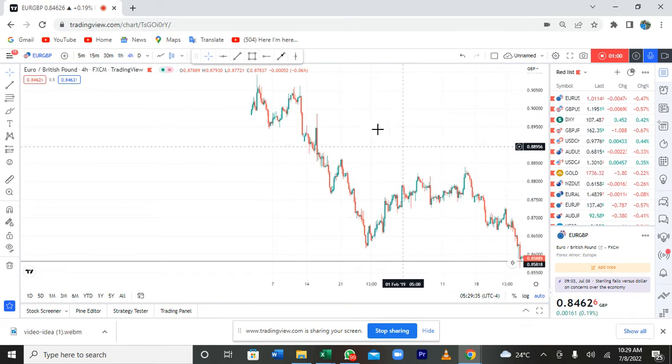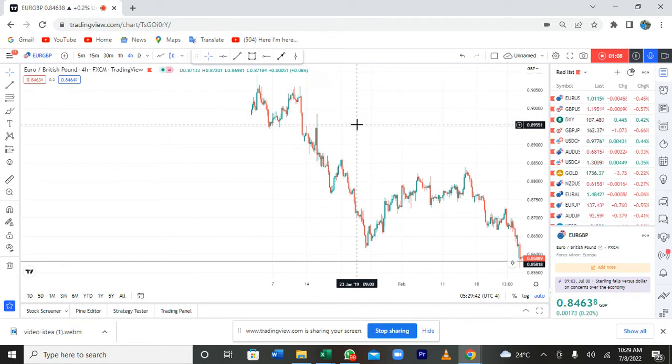So how are you going to know that at this particular zone there are a lot of sellers, or at this particular zone there are a lot of buyers? How are you going to know?